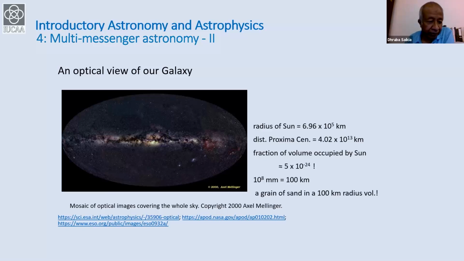So it's a very small fraction, but the space between the stars is occupied by the interstellar medium of our galaxy. Most of the mass is in the stars, but most of the volume is in the gas and dust which lie between the stars, which is referred to as the interstellar medium of our galaxy.